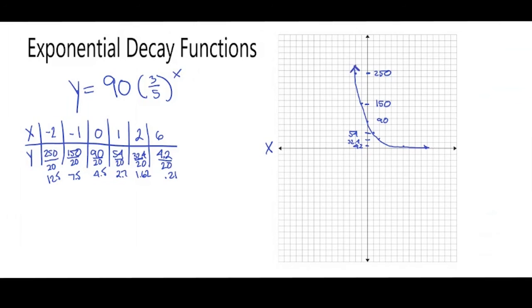Put my arrows on the end just to show that it goes on forever. And that's how you draw the function y equals 90 times 3/5 to the x power.